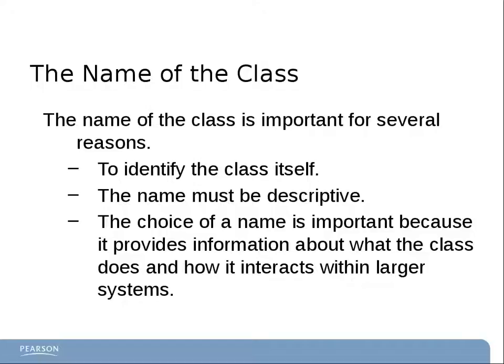So the name of a class is important for several reasons. Obviously you need to identify it. It must be descriptive, and it's important because it provides what the class does and how it interacts with larger systems. Before you just pick a class name, think about it. What do you want the class to be called? How do you think it's going to be used? What should it represent? Take the time to name your classes carefully. This is more important than with variables, because if you mess up the class name, it can be a pretty big refactor to go back and change the class name in all your code. So think about the class name before you actually write it.